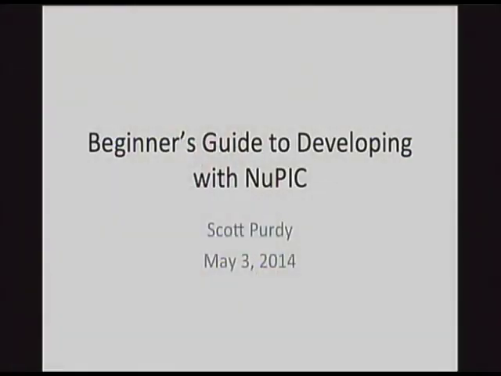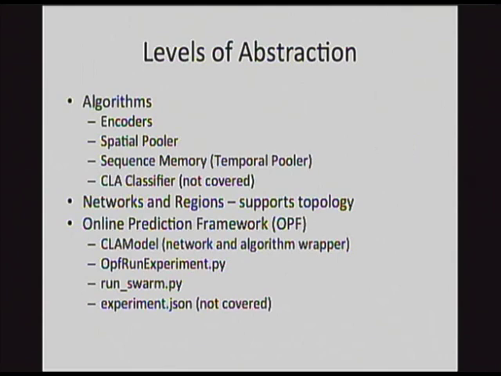So I'm going to talk about some different levels of abstraction in NuPIC. That ranges from the lower level pieces of the algorithm and things like the encoders, the spatial pooler, the sequence memory, which is called the temporal pooler in the code, and the CLA classifier, which I'm not really going to cover. And then I'll talk briefly about the networks and regions API, but I'm not really going to go into that, it's just good to know about.